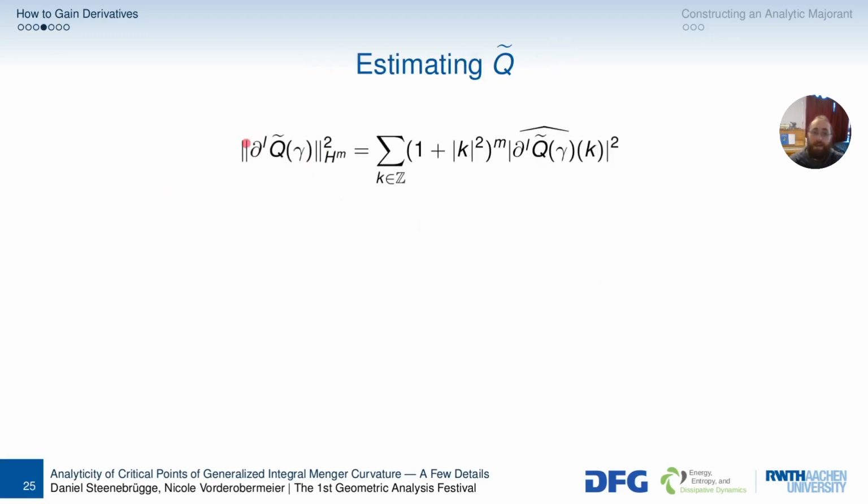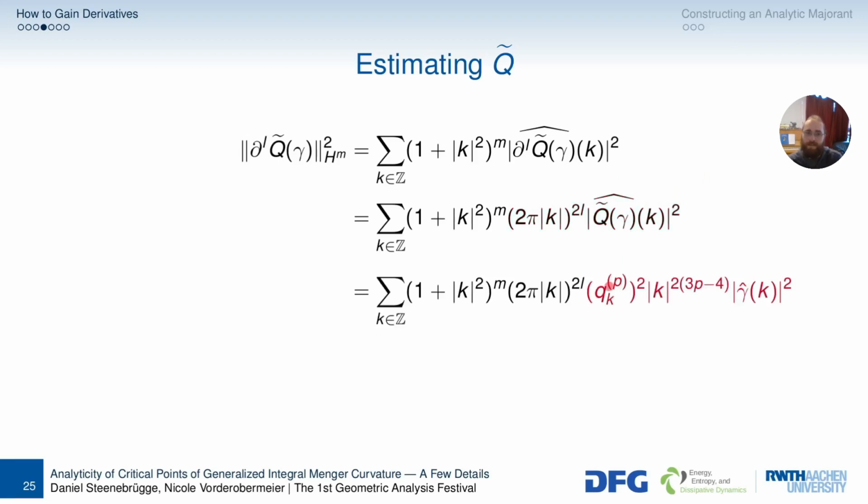So let's start. The L derivative of the L2 norm of the main term squared is equal to the series, and we have here the Fourier transform of the L derivative of the main term, and we know how to deal with L derivatives in the Fourier transform. We just take k to the L times the Fourier transform of the original function, and we know the Fourier transform of the original function. It looked like that.